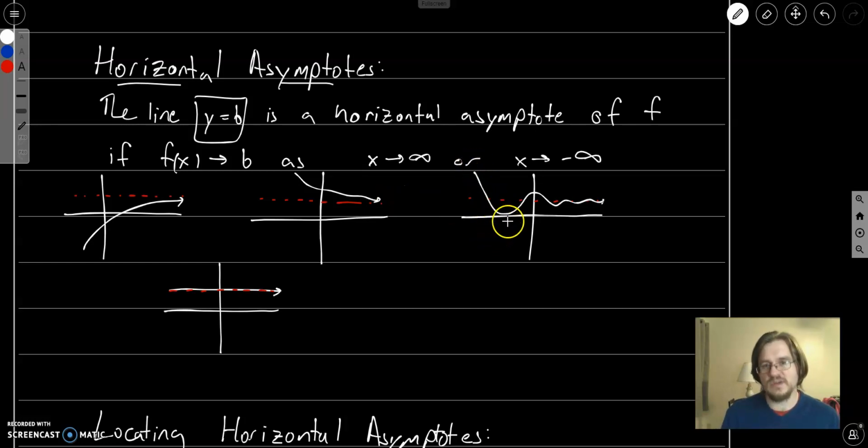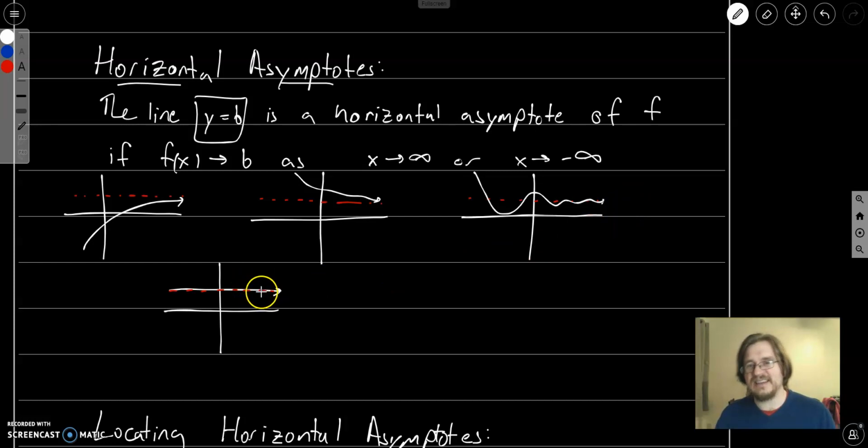Rational functions won't look like this, but this can happen with things that aren't rational. We can have an oscillating function that goes up and down, but the oscillations get smaller and smaller until we're pretty much right on this line. This is another way to have a horizontal asymptote. As we go further and further to the left, our function gets closer and closer to this line.